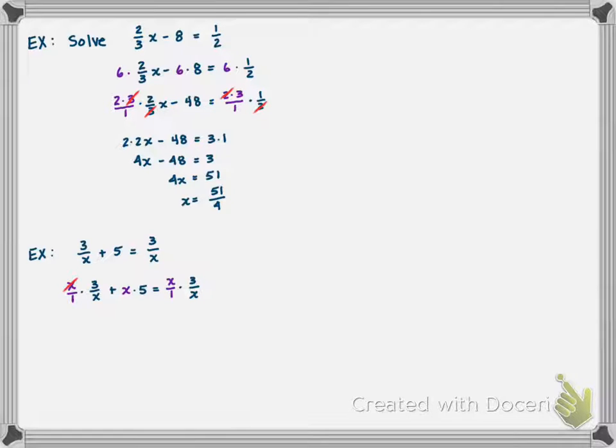And so then these x's will cancel and these x's will cancel, and we end up with 3 plus 5x equals 3. If we subtract 3 from both sides, we get 5x equals 0. And so x equals 0, which is a little bit troubling because we already concluded that there's no solution to this equation, and x equals 0 is a solution. This is what we call an extraneous solution.